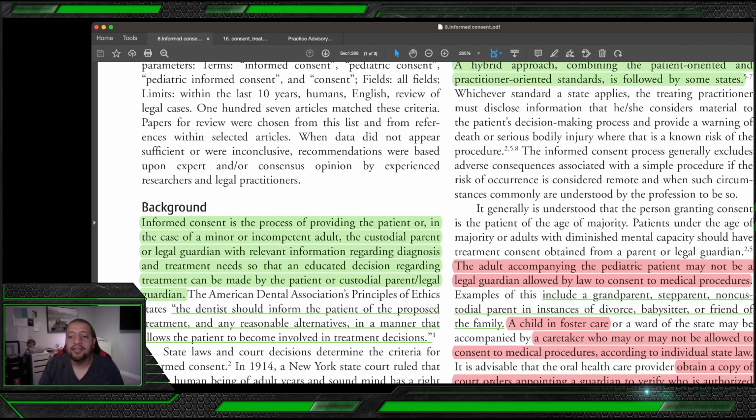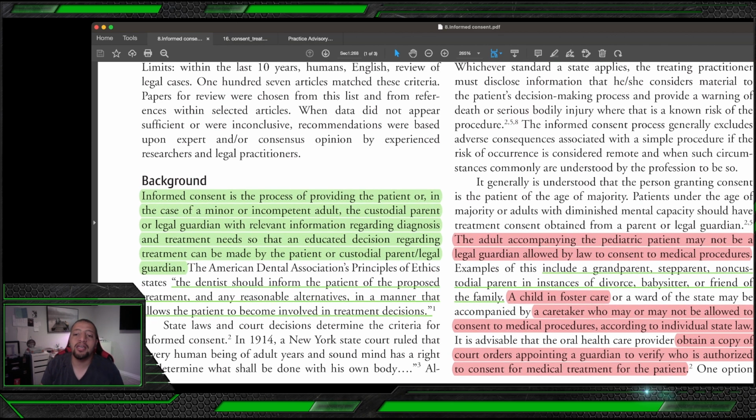Okay. The adult accompanying the pediatric patient may not be a legal guardian allowed by law to consent to a medical procedure. So it's not like some patients send their child to the office with a nanny, or maybe with an uncle, while the parents are alive and still here. If the patient comes to you in this condition and you want to do some treatment, you are not going to ask the adult coming with him, okay, give me your consent, sign and go home. No, he should be the legal guardian. Not any adult accompanying the child is the legal guardian. It should be someone with custody.